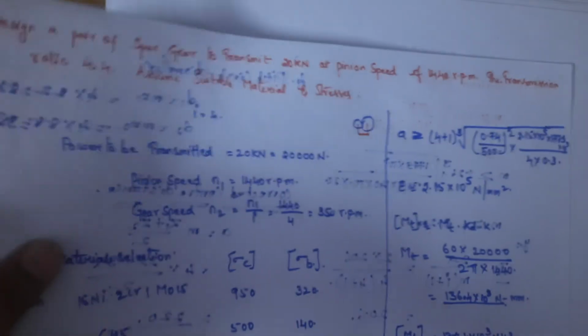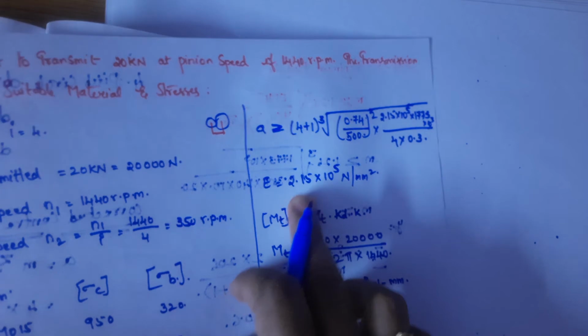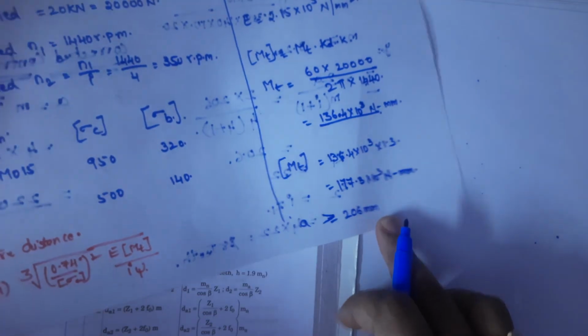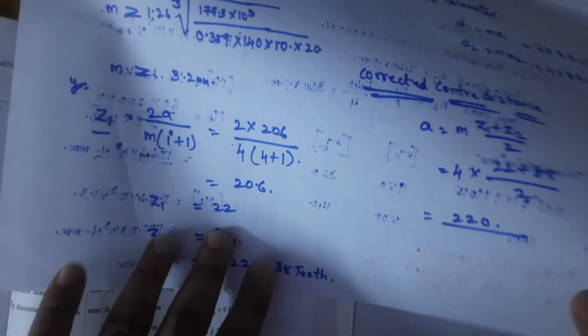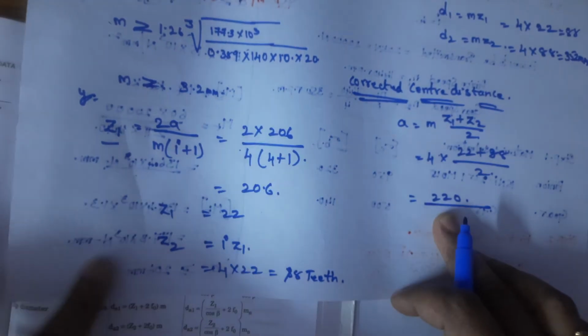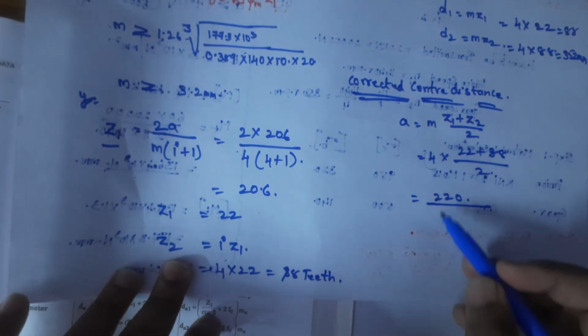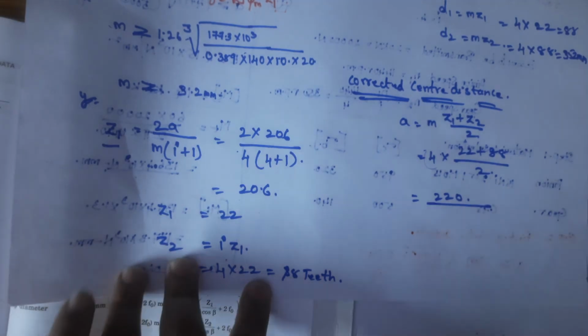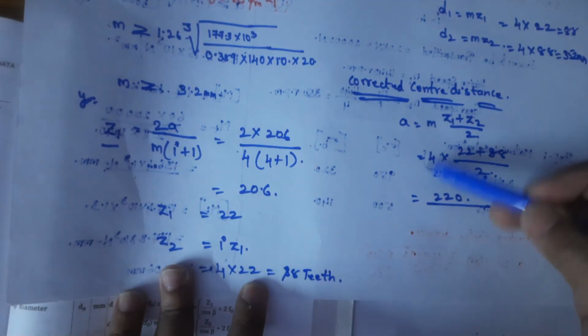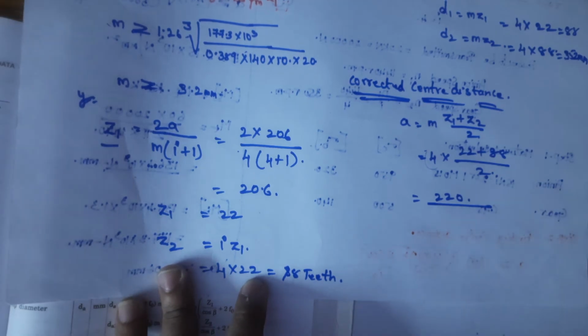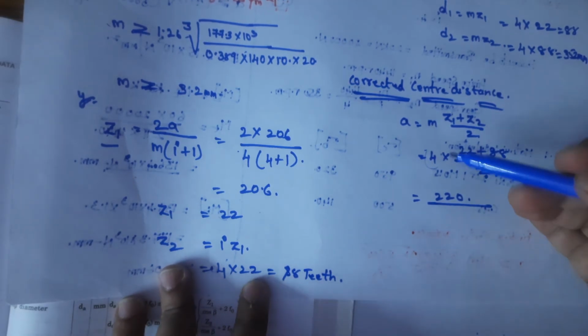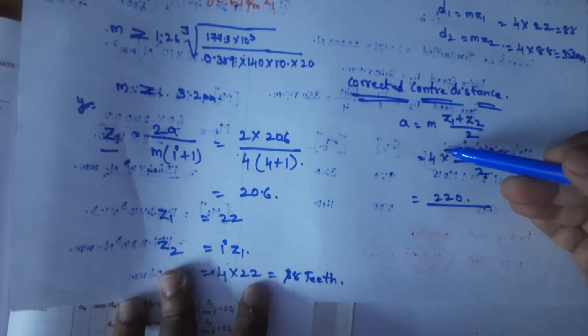Since the corrected center distance is more than the calculated value, a is 206, our design will be safe. If it is less, we have to change the module. If you got 200 or something, then the design is not safe, and you have to prefer a higher module, that is 6 or something.